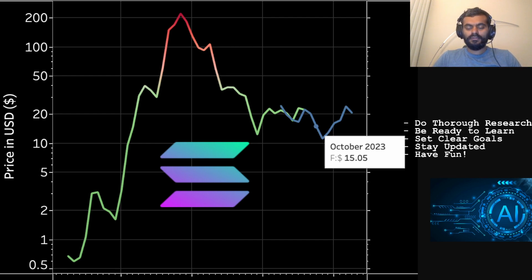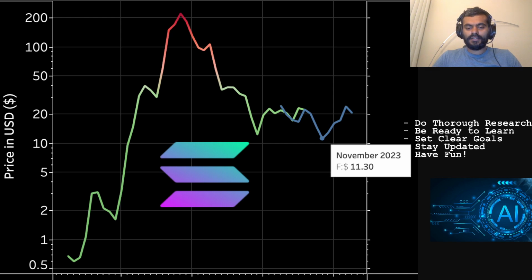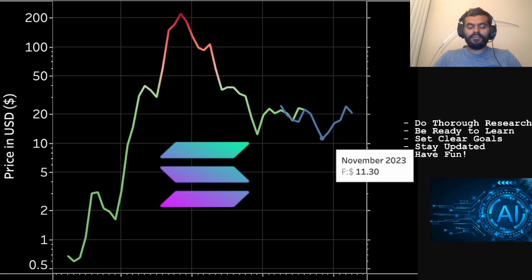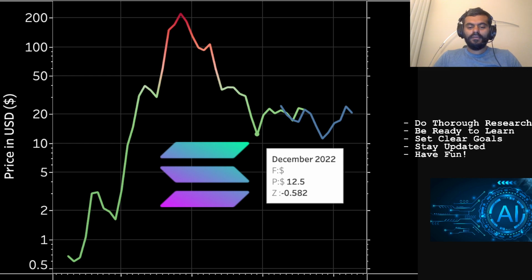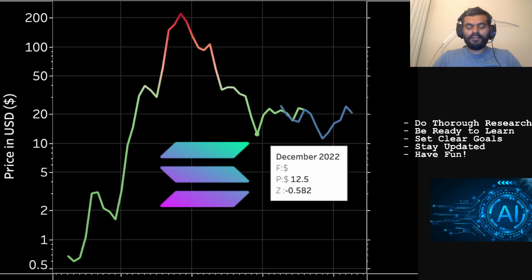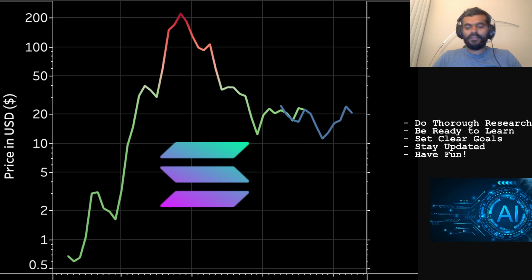In October, per the AI model, and in November, the forecast is at $11.30, which is again challenging the lows that were created during the FTX saga of the November-December time frame in 2022. And per the AI model, Sol will have a monthly average new low sometime in November, because the last low at a monthly average level, though the Sol token at a daily level went below $8 or $7, at a monthly average level the lows were at 12.5 USD. So per this AI model, in November the lows would be around $11.30.